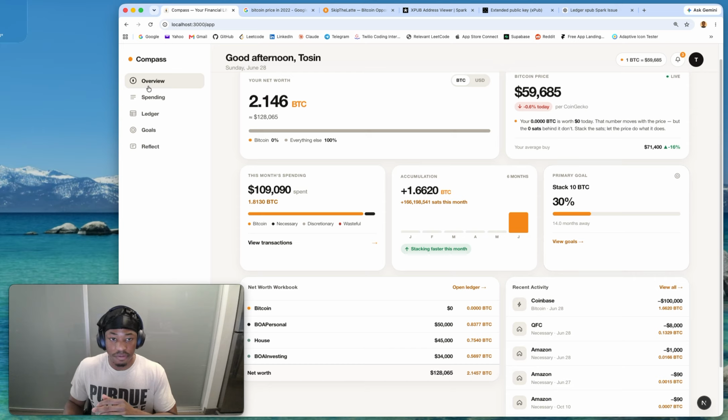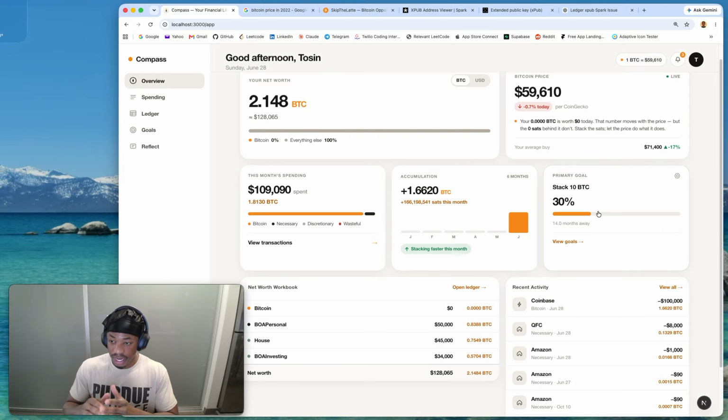I'm only going to go over two things today, that being just the overview and spending, but I can also see where my goals are, whether again it be stacking Bitcoin, saving for a trip, saving for retirement, saving for, I don't know, anything that you may feel is a goal that you want to achieve.